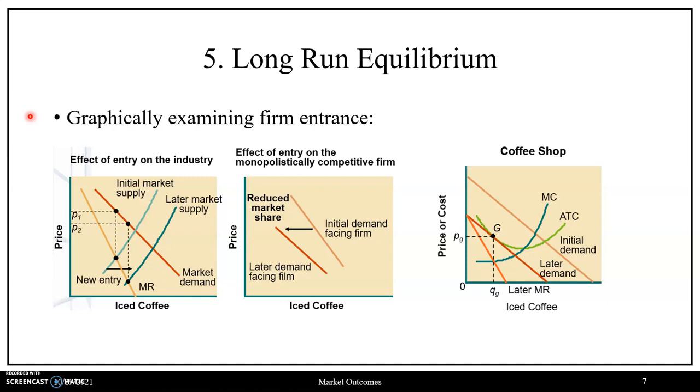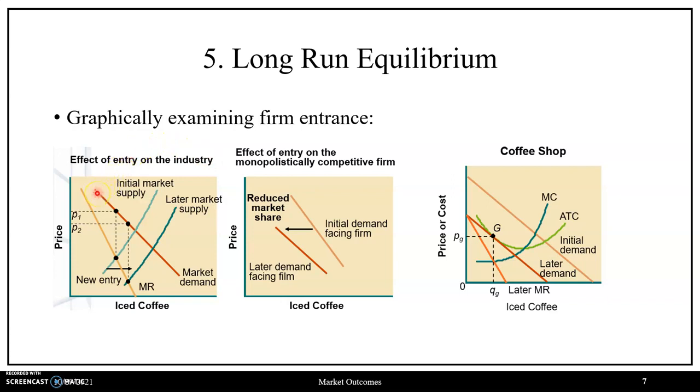And so let us work through this graphically, where on our leftmost graph, we have our iced coffee industry. On the middle graph, we have our leftward shift in the demand curve for an individual coffee shop, which will then allow us to examine our profit maximization process for an individual coffee shop on the right. So beginning with our iced coffee industry.